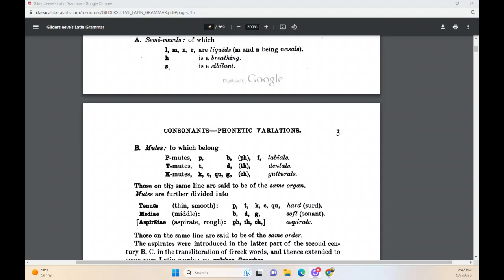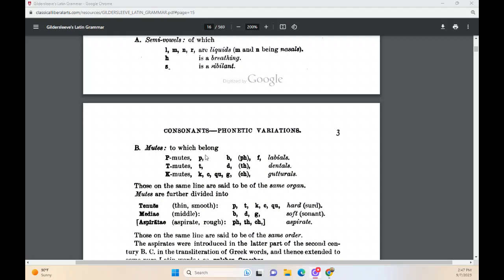The second group are the mutes, and you see we divide the mutes into three different classes: the pe mutes, the te mutes, and the ka mutes. Pe, te, and ka. The pe mutes begin with pe, obviously, and be, and pe, or fe.